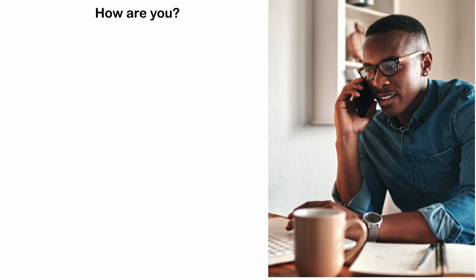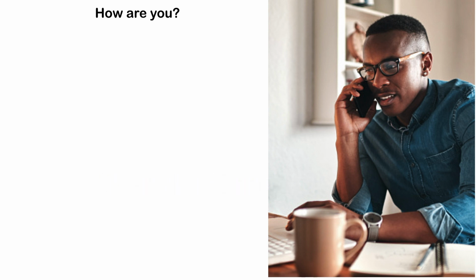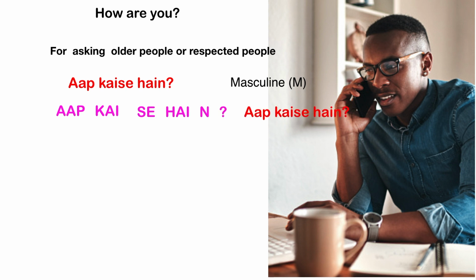Next, you want to ask, how are you? If you are a male, a man or a boy, for asking older people or respected people, you would say, aap kaise hain? Masculine gender. Aap kaise hain?